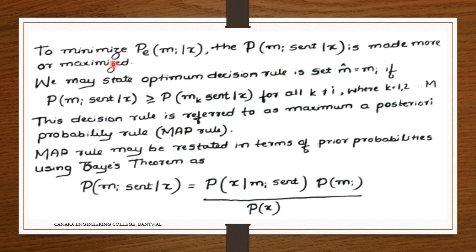To minimize the probability of error in the estimation of mi, the probability of mi sent given x must be maximized.